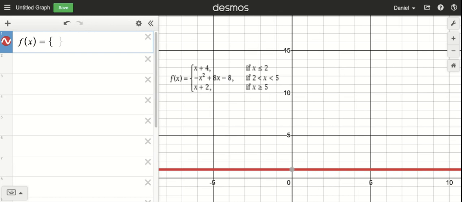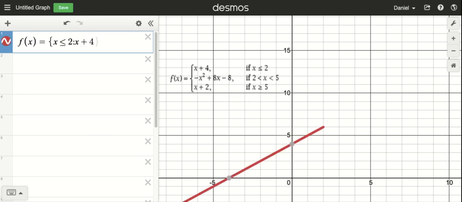So I'm going to type x is less than or equal to 2. And on Desmos, if you want to do less than or equal to, you can type less than and then press equal to immediately after, and it will fill that in for you. And then after the subdomain is written, you press a colon and type your function rule. So immediately after that colon, I'm going to write x plus 4.